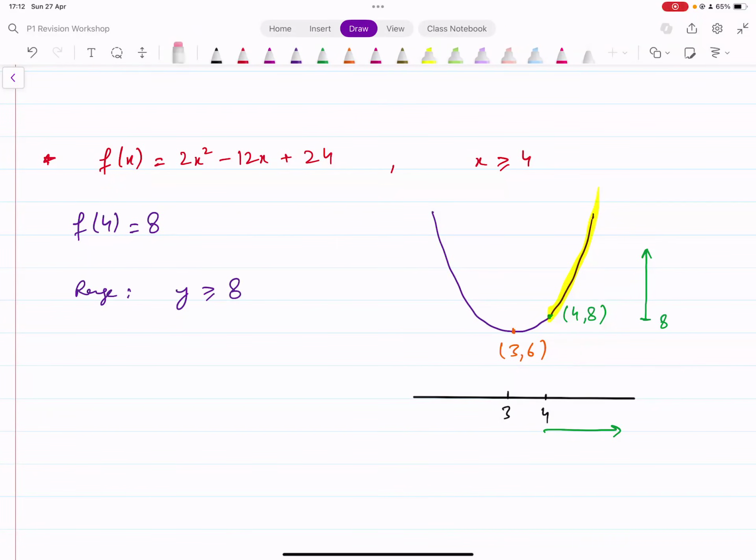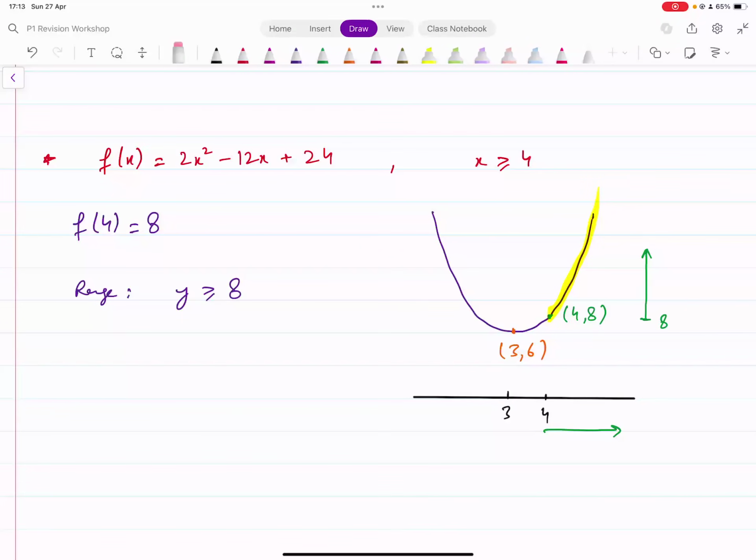What part of this graph is valid? To the right side of 4. To the right side of 4, this is the part of the graph that is valid. What's the corresponding part on the curve? I've shaded that here. So vertically now, what's the range? The lowest point on the graph is 8. The highest point on the graph is infinity. So the range turns out to be y greater than or equal to 8.